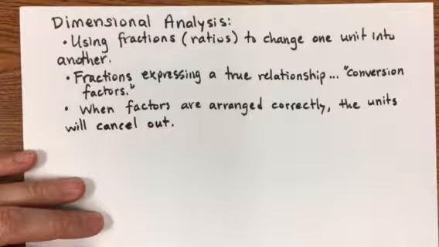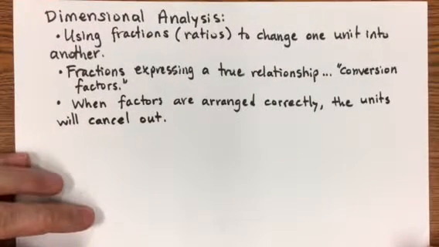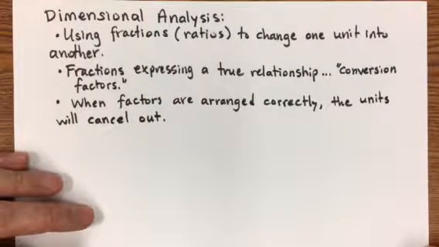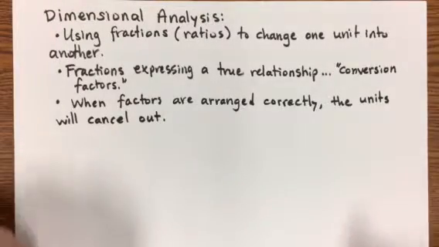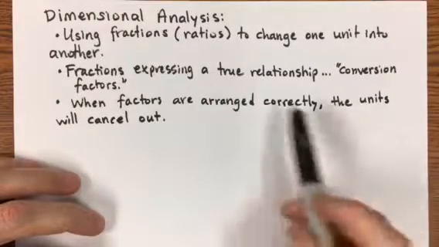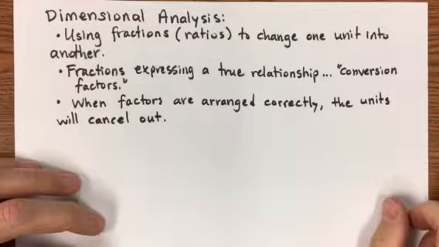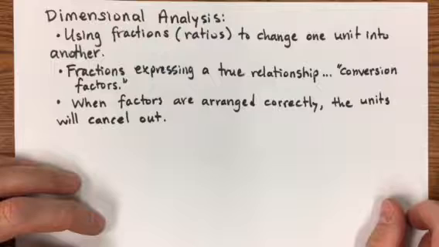This video is about dimensional analysis, which is something that every chemistry student needs, and you'll use it in physics also at times and in other places. But what you're doing with dimensional analysis is using fractions to change one unit into another. And these fractions are always going to be expressing a true relationship between two different units or two different dimensions, and I'll show you an example and explain with the example in a moment.